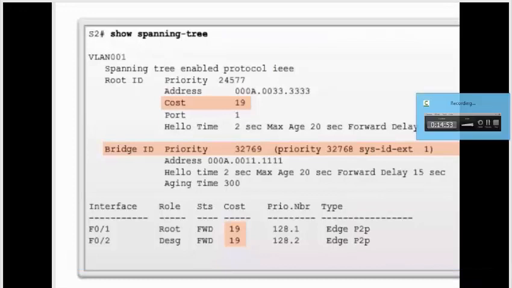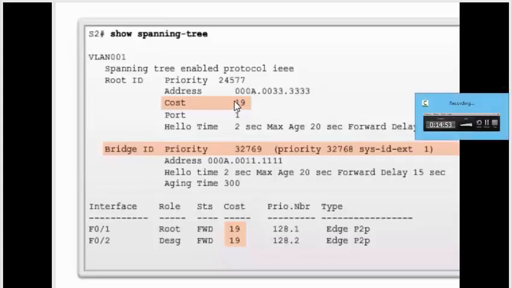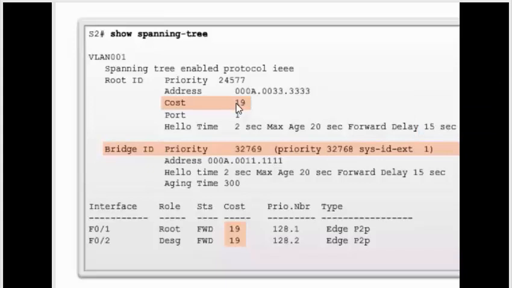Now to verify the port and path cost to the root bridge, enter the show spanning-tree command. The cost field near the top of the output is the total path cost to the root bridge. This value changes depending on how many switch ports must be traversed to reach the root bridge. In the output, each interface is also identified with an individual port cost of 19.